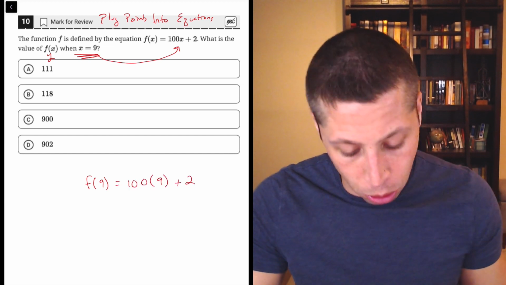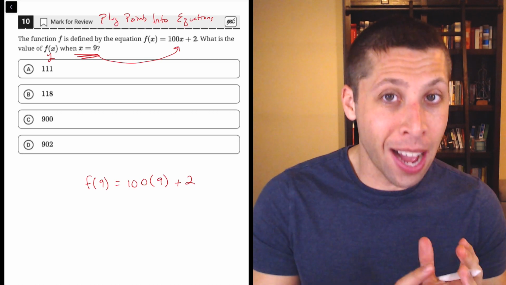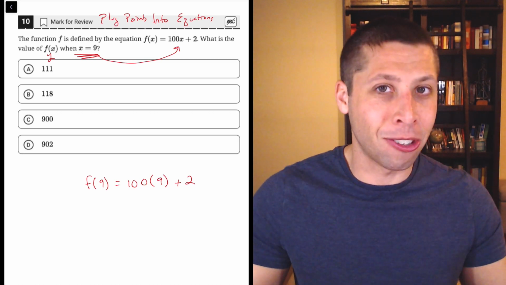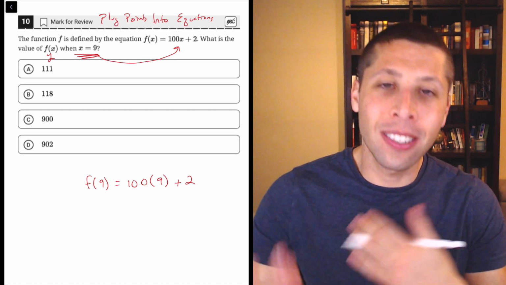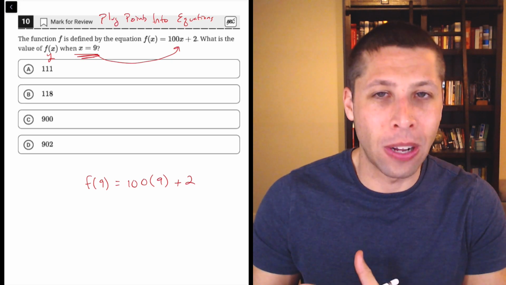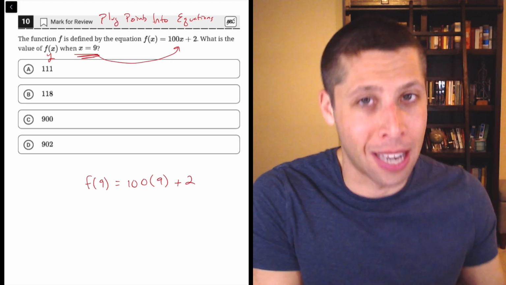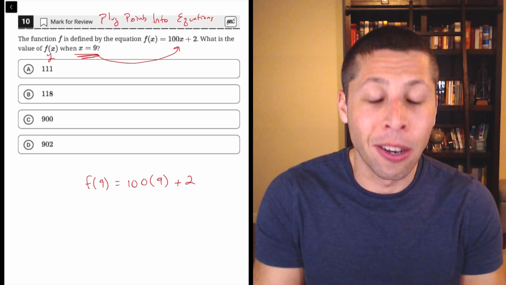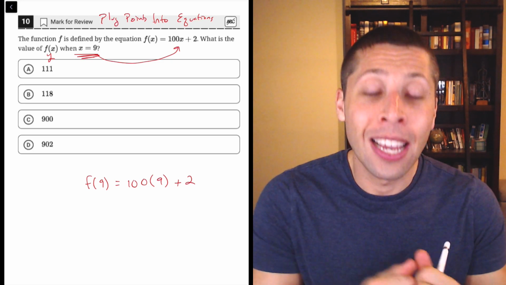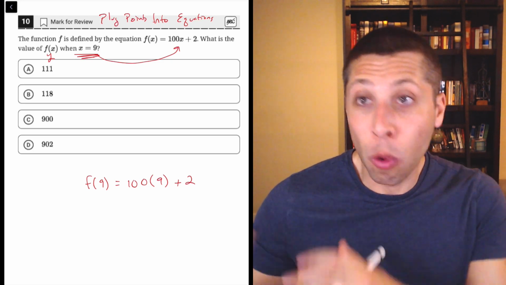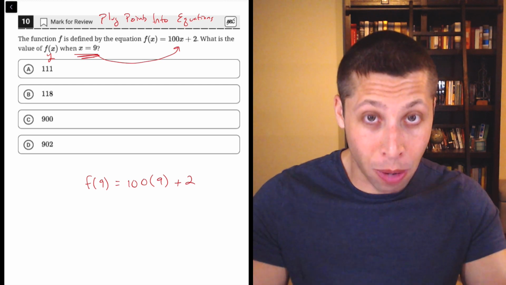100 times 9 plus 2. So notice when I have the 9 on the right side, it's a multiplication. But on the left side, it's not. It's just the symbols. It's the way that we talk about function notation. So it's not f times 9, it's f of 9, which means when we put 9 into the f equation, we get some number out. That's what they're asking what it is.